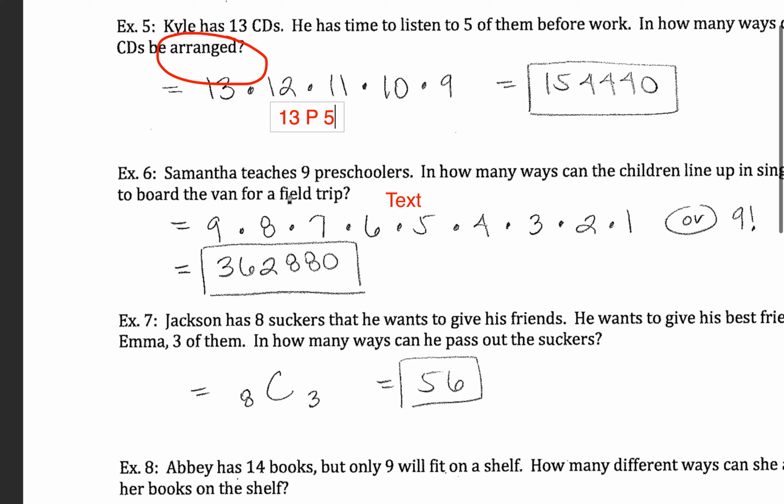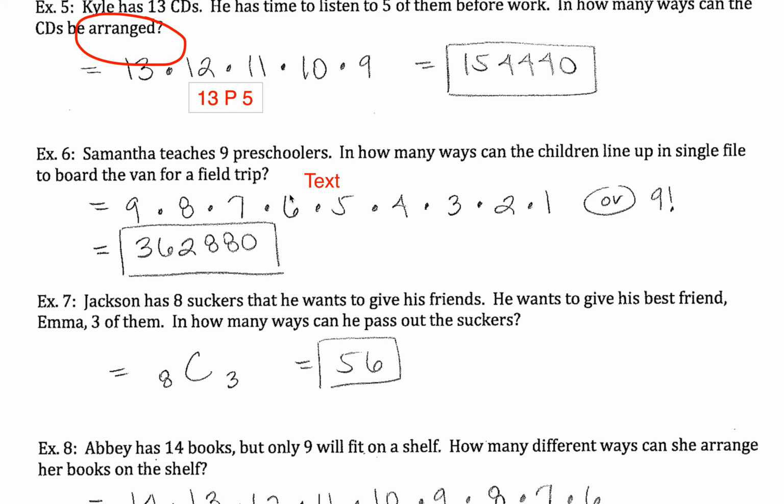The same thing is going to be true for this next one. When we're teaching preschoolers and we're trying to line them up, in line, order matters. So I can work it like 9, 8, 7, 6, 5, 4, lining each kid up. Once one person's in line, they can't be first. There's only 8 people to choose from. Once I put the next person in line, there's only 7.